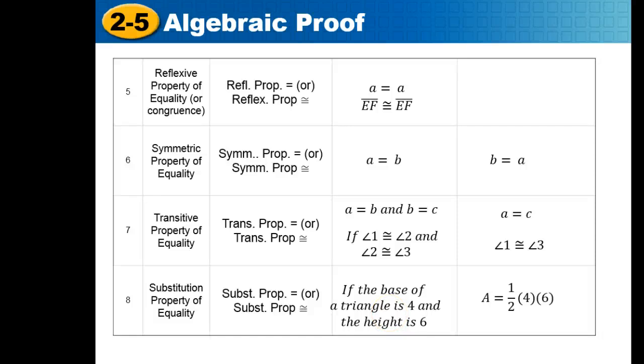A equals 1/2 times 4 times 6. We simply substituted into the equation. So we call that the substitution property of equality. Sometimes we'll use this for congruence. In this example, we used it for equality. So we're giving an example for the equality version.